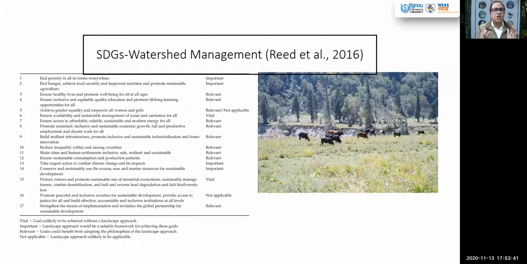If you look at the first goal, end poverty in all its forms everywhere. So the major objective is to end poverty. If you are giving livelihood through watershed management, then you will be able to end poverty. So it is very important. Then goal 2 is also important. Ensure healthy lives and promote well-being for all. It is highly relevant, right?